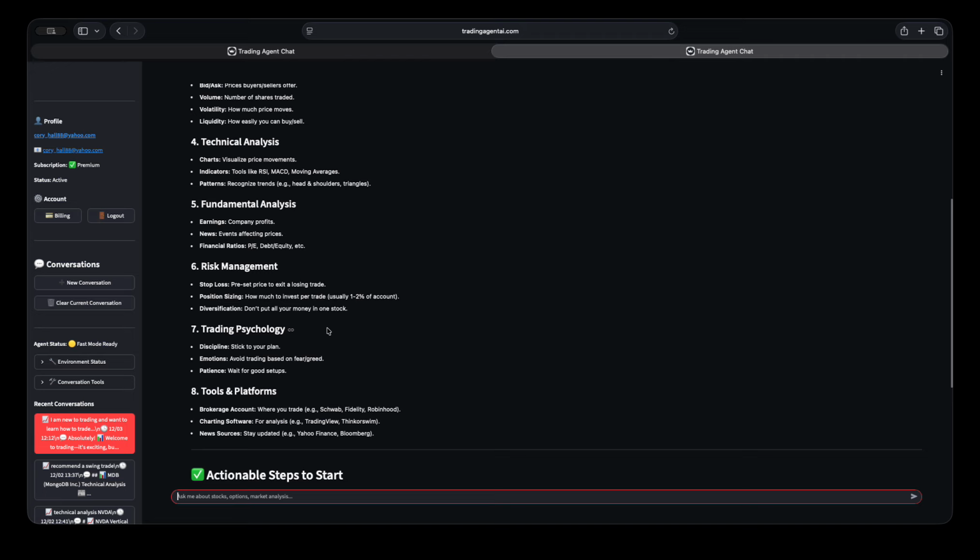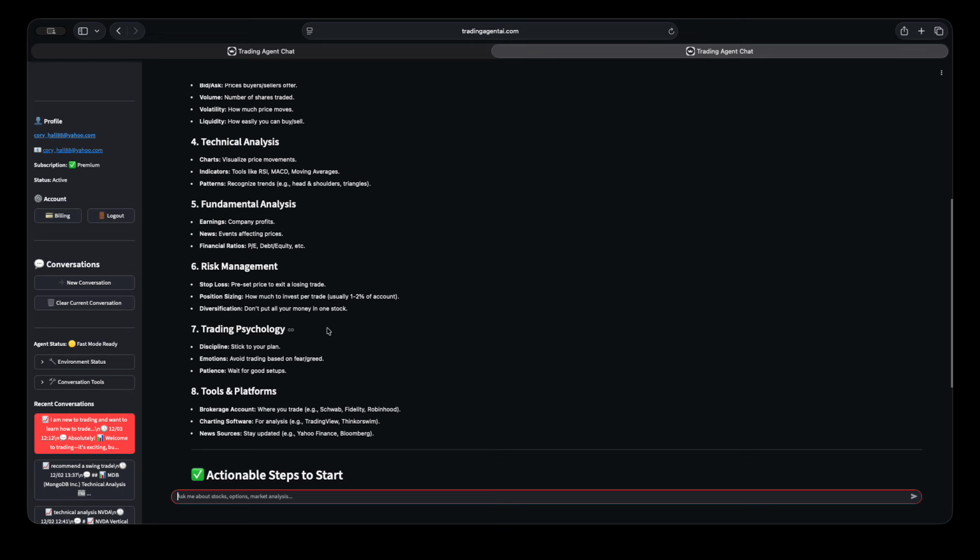And then number 8 is tools and platforms. So you're going to need a brokerage account. Like, where do you want to trade? You could trade on Schwab, Thinkorswim. You could trade on Fidelity. You could trade on Robinhood, Webull, Tastytrade, and there are so many others.